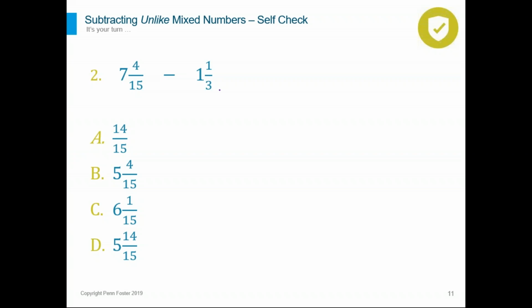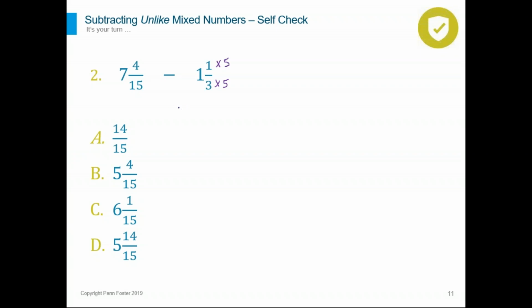Okay, let's try the problem together. So I noticed that 15 is a multiple of 3. That means that I don't have to change both fractions. I'm able to change one fraction. I'm going to multiply 3 times 5 and 1 times 5.